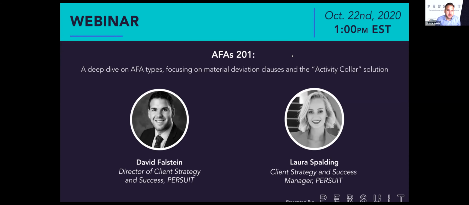So we'll do a deep dive on the different AFA types. We'll talk specifically about material deviation clauses and how you can use those to improve different AFA types. And then we'll also talk specifically about our favorite material deviation approach, which is the activity collared approach. If you're one of our clients, you've probably heard us talk about this before, so we'll go into that in a little bit more detail.